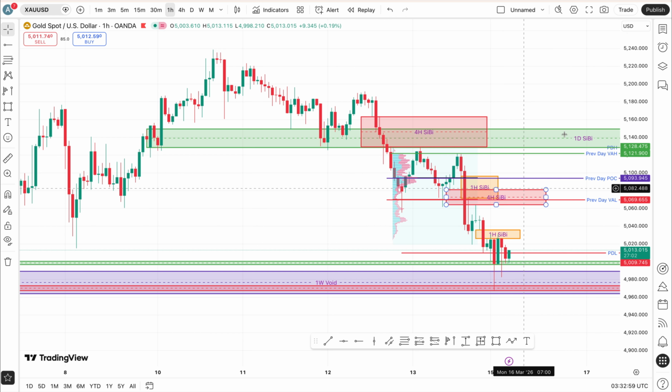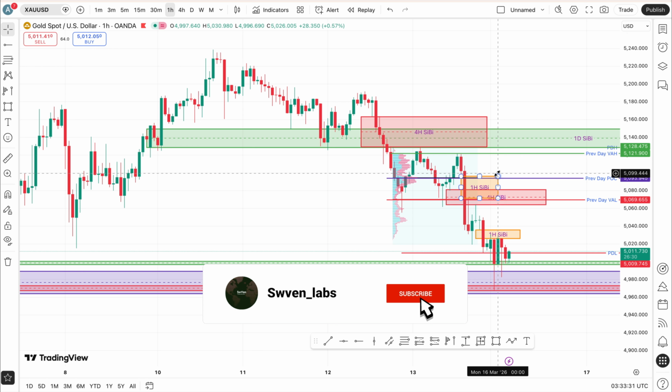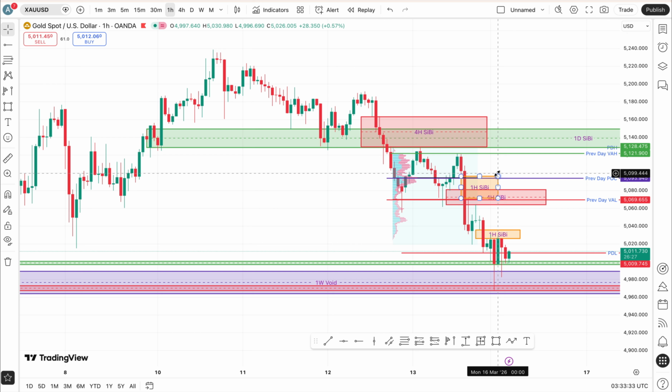Resistance zones, you can see that there are two 1-hour SIBIs which can push the market down, the 4-hour sell-side imbalance, the previous day's volume levels such as the VAL and POC. So to summarize today's structure, price has swept previous day's sell-side liquidity and moved into a major support zone. This zone includes a weekly void, a daily void, a 4-hour SIBI, and all of this aligning at the 5,000 psychological level. At the same time, the market is compressing on the 1-hour time frame with candles printing tightly next to each other. This means the market is building pressure before the next breakout.